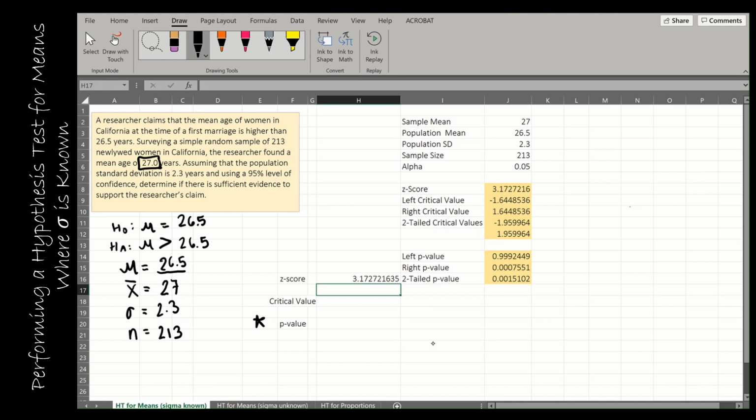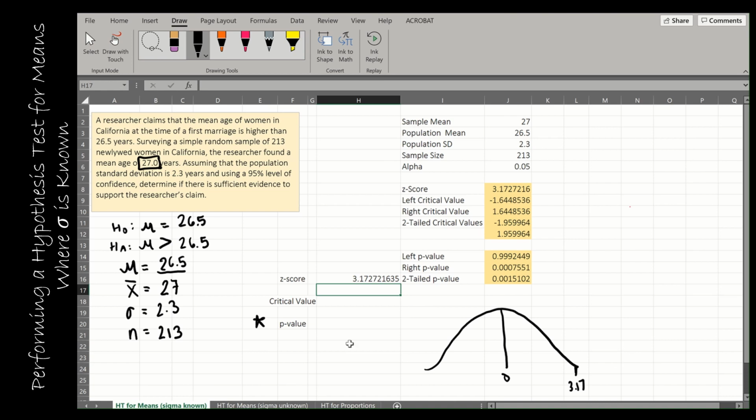So let's look at the critical value first. And again, this is not the way that we'll typically do it. If I looked at the critical value, I'm going to find some number. So 3.17 is like all the way over here, right? 3.17 is my z-score. I'm going to find what is called the critical value for the rejection region.